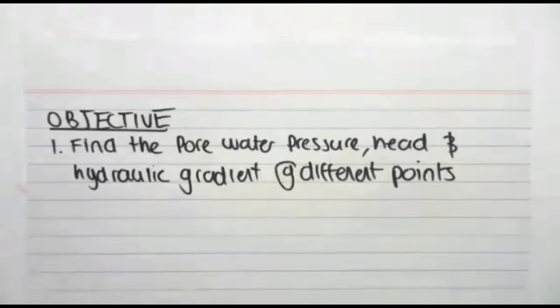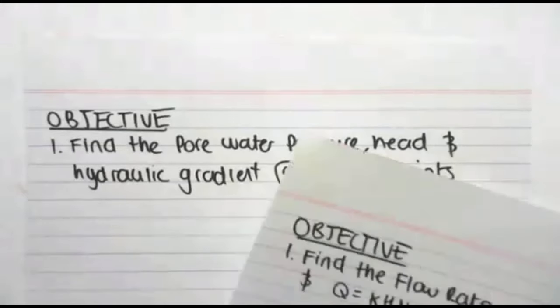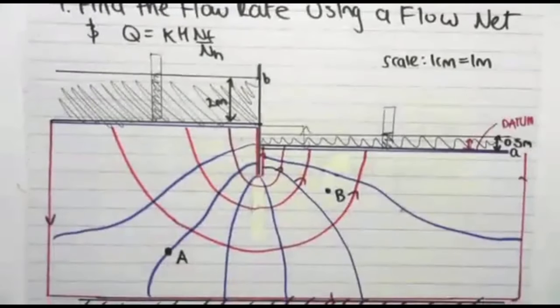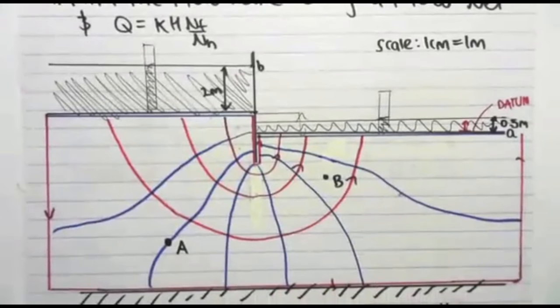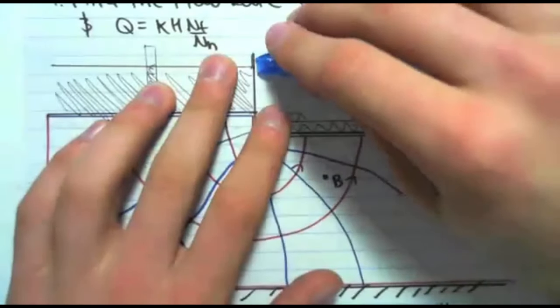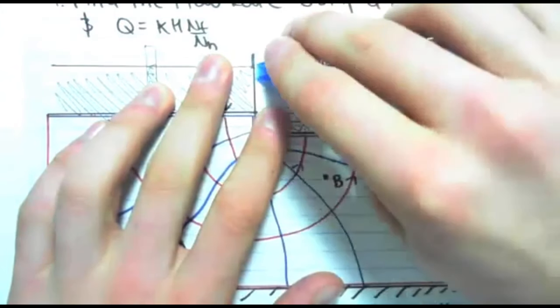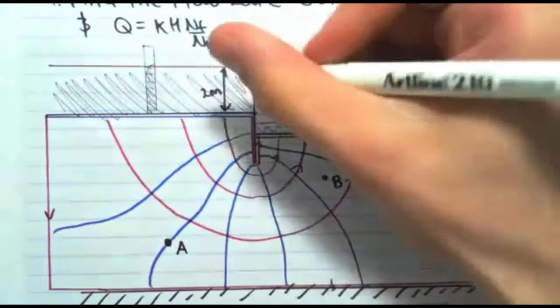Hey guys, the objective for this video is to find the pore water pressure head and hydraulic gradient at different points within our flow net. Okay, so this is our flow net from 2 videos ago. I just want to show you what I need to clarify. That was not meant to be point B there. Point B is meant to be down here.